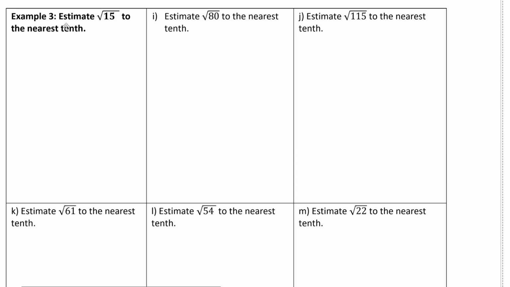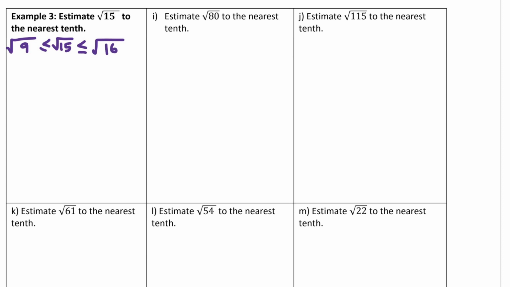Alright, we're going to look at example 3: estimate the square root of 15 to the nearest tenth. The square root of 15 is not a perfect square, so you're going to estimate. It will stay between two perfect squares, which is, can someone fill it in for me? Between 9 and 16, right? The square root of 9 is 3. The square root of 16 is 4.